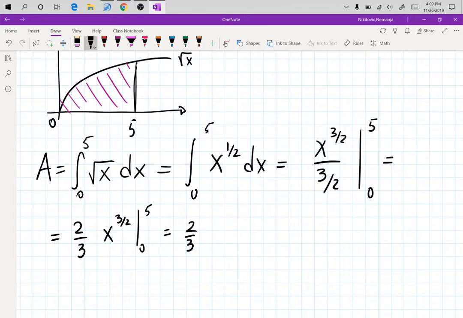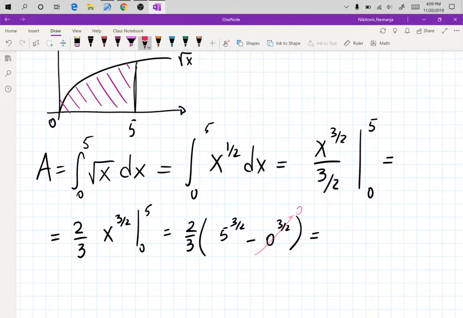So now that's 2/3, and you have 5 to the 3 halves minus 0 to the 3 halves. Now 0 to the 3 halves is 0, so we don't have to worry about that. The only thing that I need is to figure out what 5 to the 3 halves is and multiply that by 2/3. And we should get a number, if you remember the numbers from the last class, that is between 6.1 and 8.3, if I remember well. So let's take a look at this calculation.